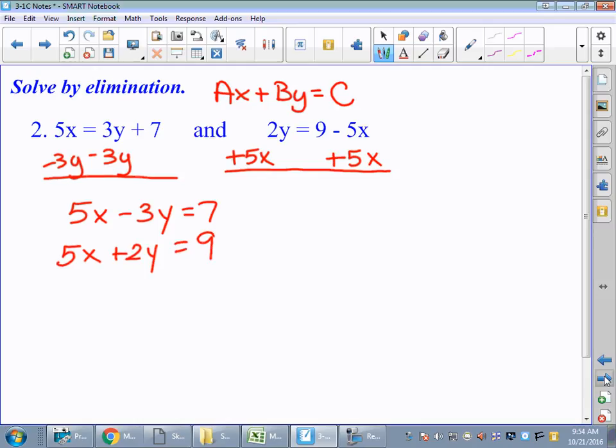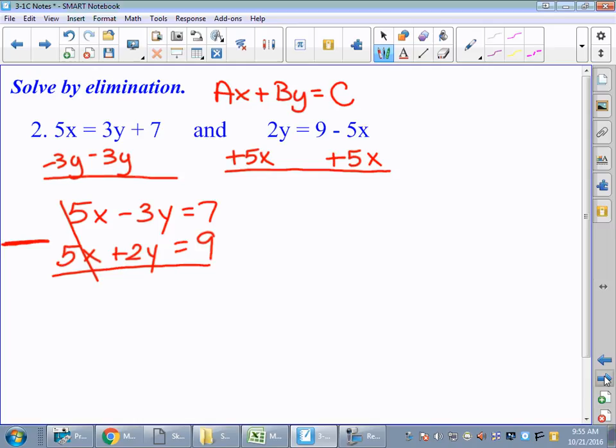Now this time, if I were to add these two equations together, a 5x and a 5x will not cancel. It'll actually give me a 10x. And the 3 and the 2 won't cancel. So in order to get my variable to cancel, I have to subtract these two equations. When I subtract, I have a 5x minus a 5x. They cancel. Now you have to be careful when you subtract, because you're subtracting everything, and sometimes we get lost in the sign. So I strongly suggest using a calculator here.